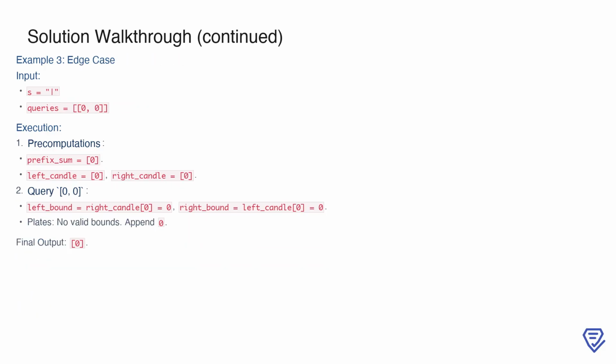Finally, we consider an edge case where the string contains only one candle, s equals |, and the query is 0, 0. After pre-computations, we have prefix_sum equals 0, left_candle equals 0, and right_candle equals 0. For the query, the nearest right candle to index 0 is at 0, and the nearest left candle to index 0 is also at 0. However, since the bounds do not enclose any plates, the result for this query is 0.